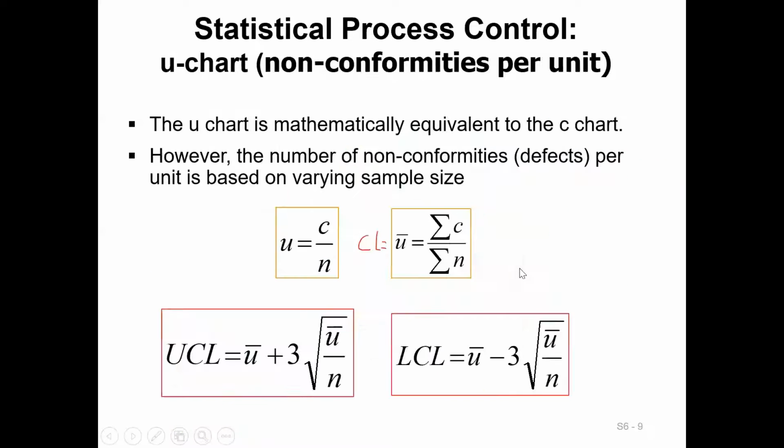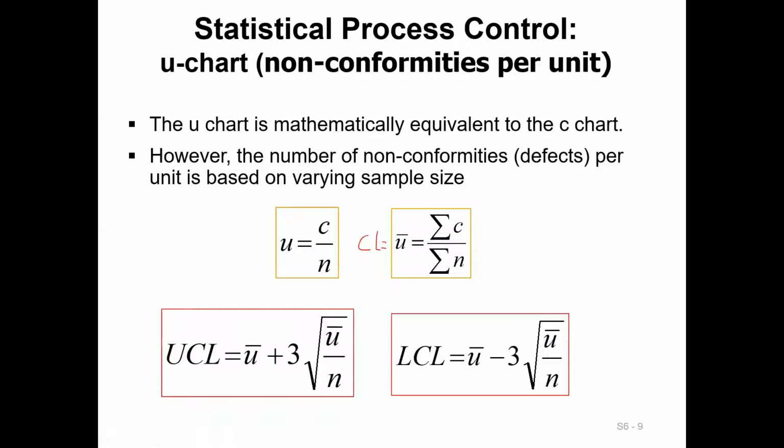And the upper and lower control limits will vary, okay, have different widths, as we did in the P-chart. And this is a common formula that's used in every single statistical book: the upper control limit is equal to the center line, u bar, plus 3 square root of u bar divided by n.